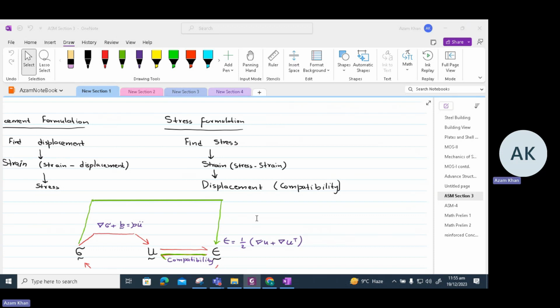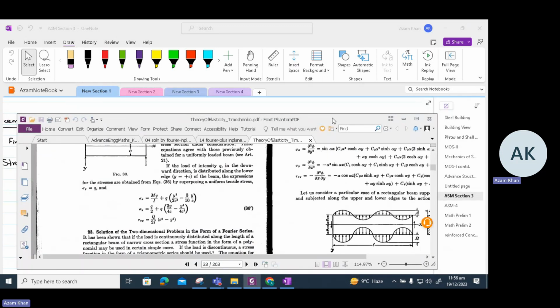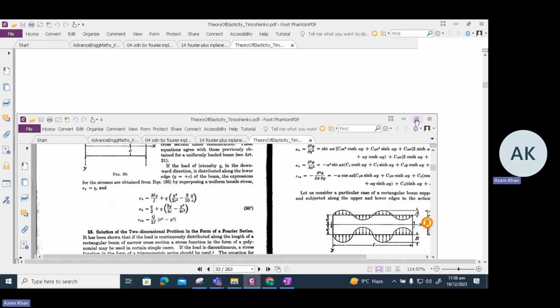Polynomial functions are good at handling those loads which are uniform or which are continuous. However, if we have a complex set of loading, especially a discontinuous type of loading, then the rate of convergence of Fourier series is very high as compared to the polynomial function. Let us see how the stress functions can be derived in terms of trigonometric functions.